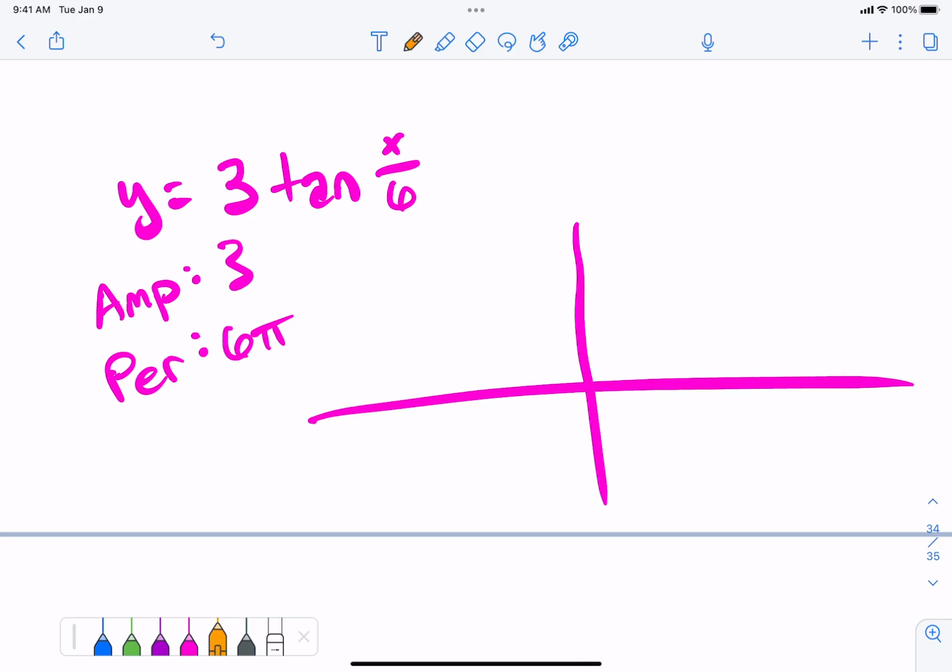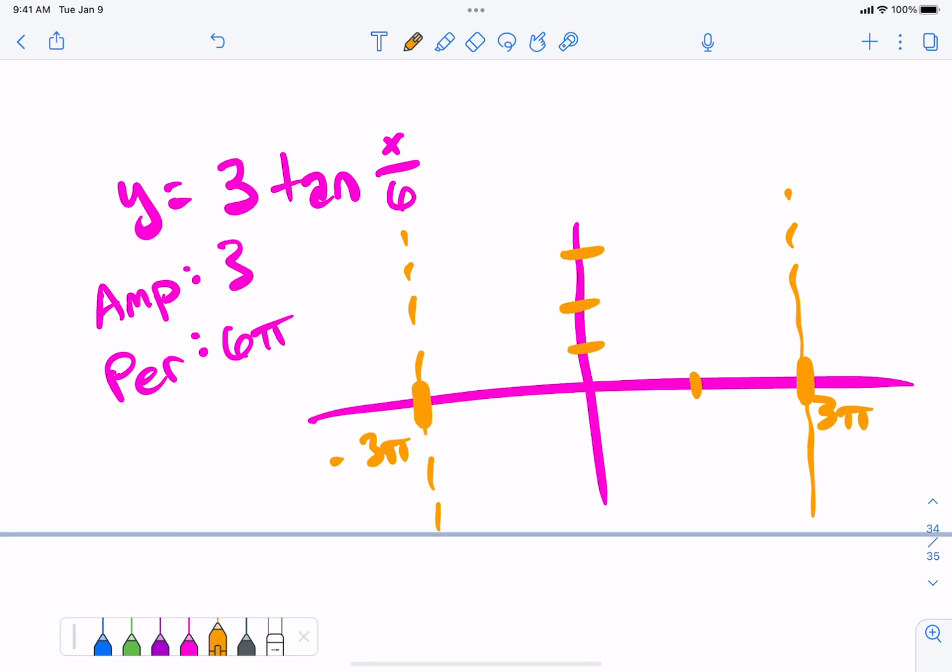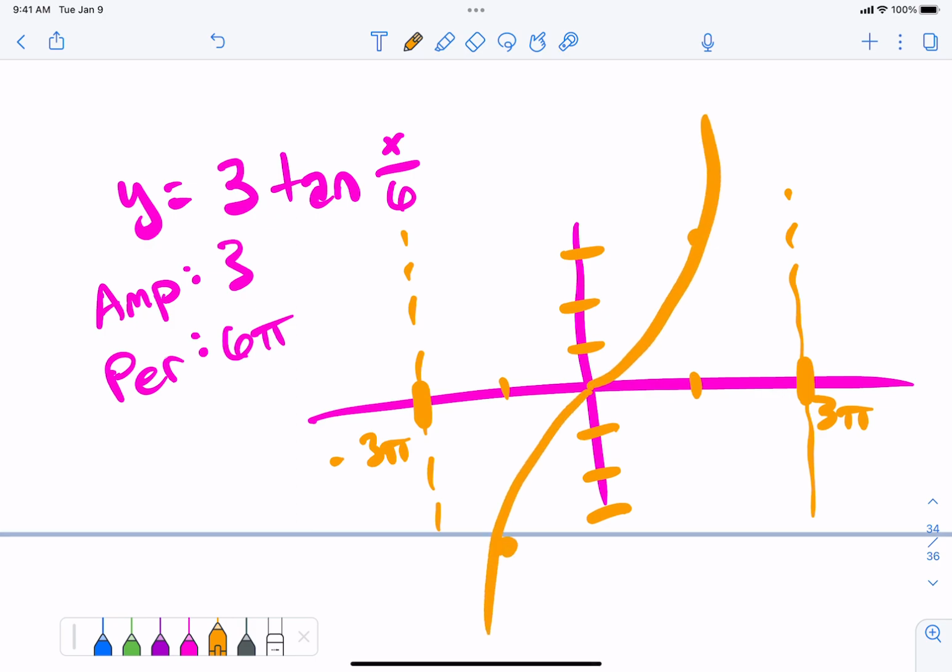Now the tricky part is that tangent goes from here to here. There's my vertical asymptote, so where are they labeled? Negative 3 pi and positive 3 pi, because 6 pi is the whole thing, so we split it in half. Then in the middle it should be up 1, 2, 3, and down 1, 2, 3. This is what your tangent should look like.